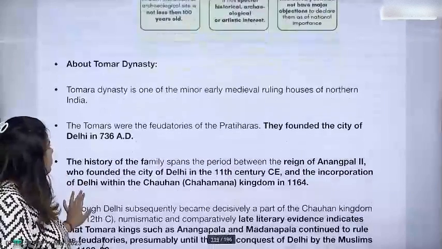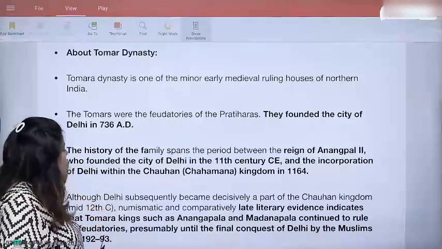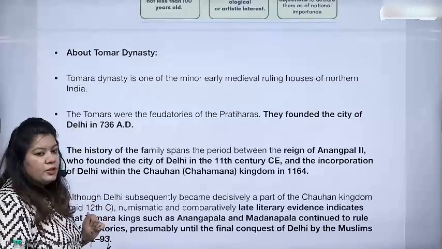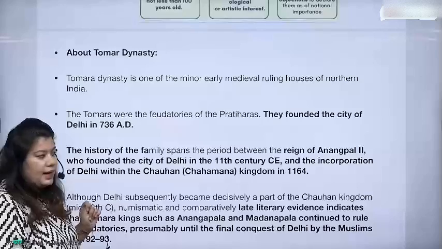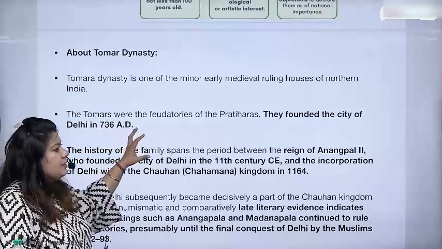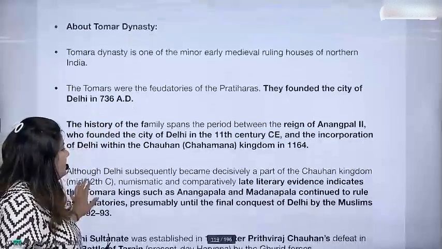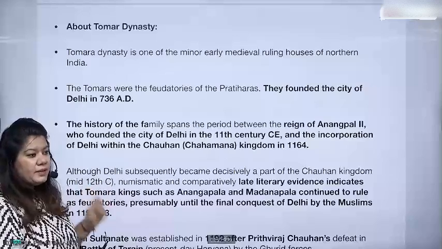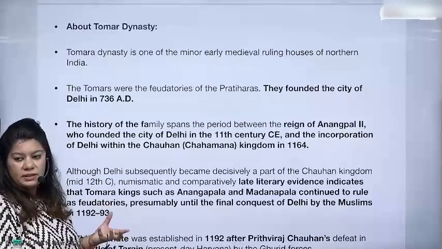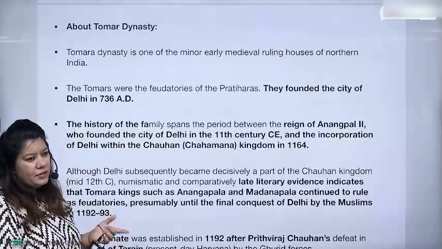So Tomars and Rajputs usually used to reign nearby or in Delhi region, right? Tomars were the feudatories of Pratiharas, and their timeline is around 6th to 11th century, right? Now, basically, Anangpal II has been credited to founding of the city of Delhi in the year 1152.